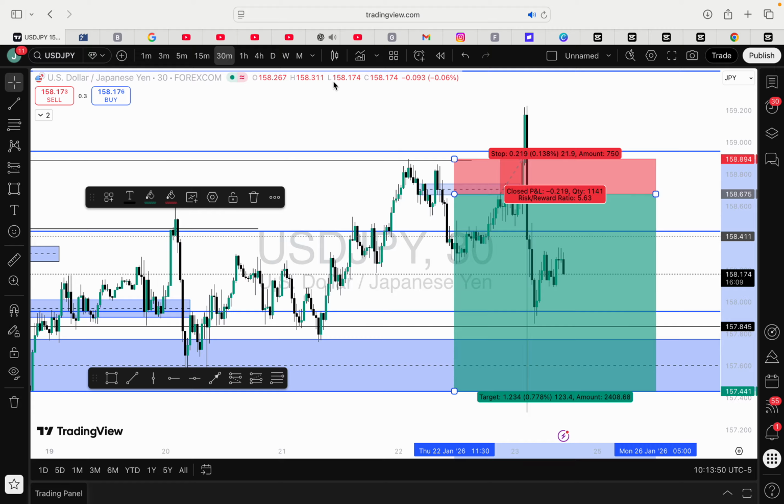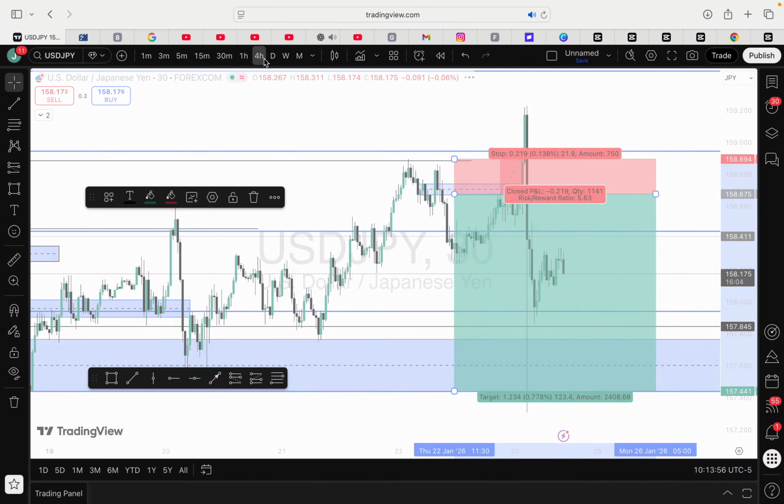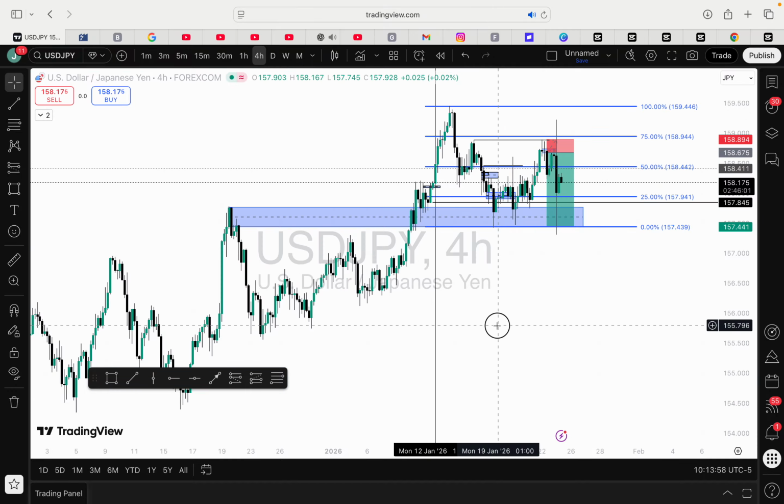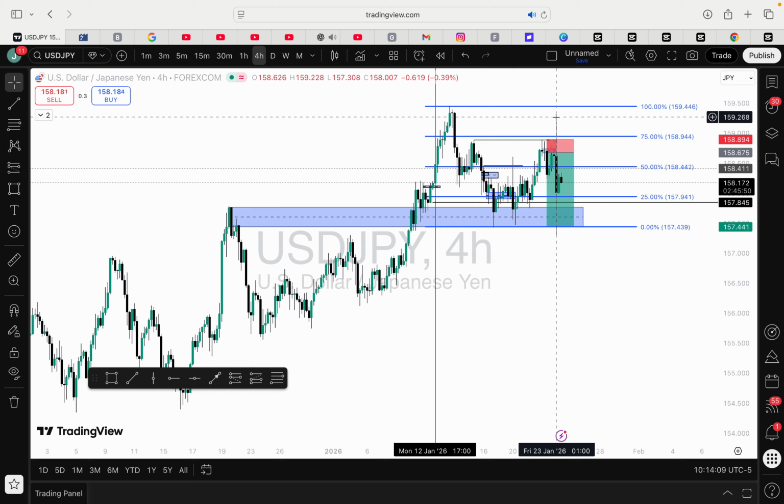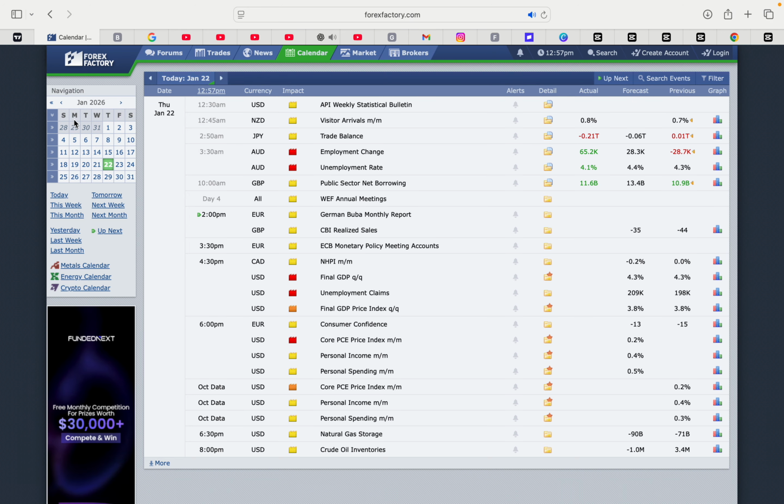So let's go in for the dive. This chart is not that clear, but let's go to the 4-hour chart, and I also want to know what affected this market. This candle was affected because there was news yesterday, on Thursday. This was the news that affected it: 4:30 final GBP and unemployment claims.